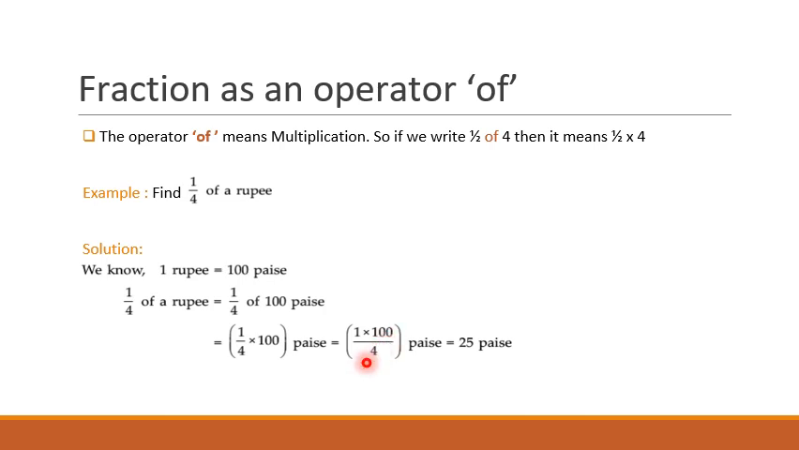Now you know 4 and 100 can be cancelled. So if I cancel it, I will get 25. So 1/4 of a rupee is 25 paise. So in all such problems, first convert the bigger unit into smaller unit and then find its fraction.